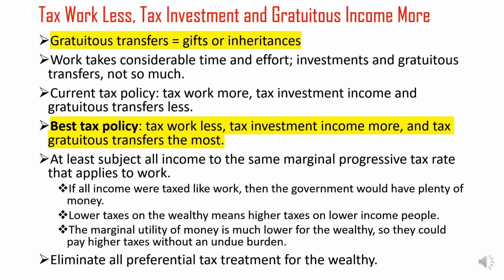Hence, the solution is simple. Increase taxes on all forms of income so that the tax rate is not less than the tax rate applied to work. This will be difficult politically, since most politicians are also relatively wealthy and thus benefit from their own tax laws. But this is the best way to fully fund government while also redistributing some of that wealth to lower income people. After all, much poverty is created by unfair laws, including a federal minimum wage law that has not changed since 2009. If all income were taxed like work, then the government would have plenty of money. No need for modern monetary theory.